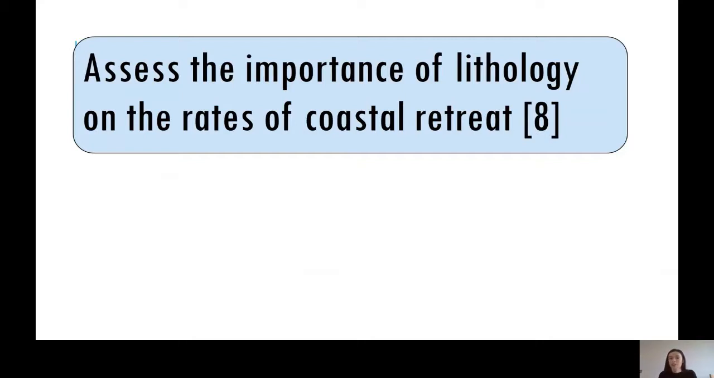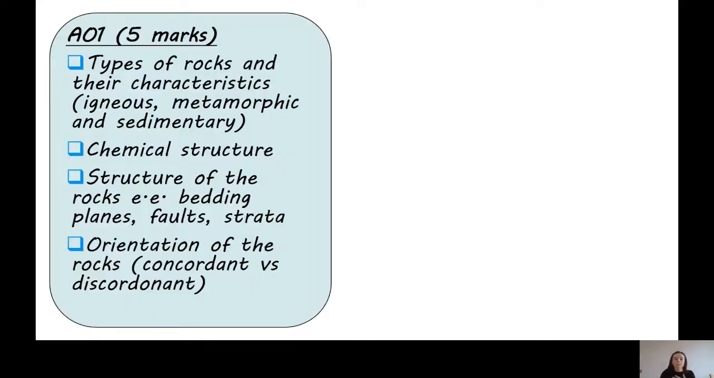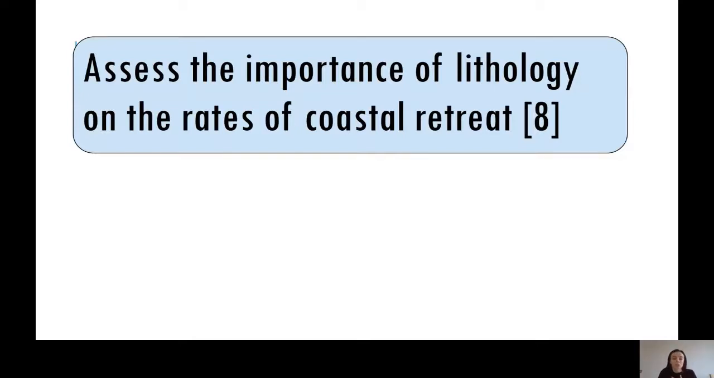Right, here's a good question that you may have, which is: assess the importance of lithology on the rates of coastal retreat. I'm going to rush through this now because this is an 8 marker. When you have an 8 marker, you will have 5 marks for your knowledge, but there will be 3 marks reserved for the assessing. Okay, so here I have quickly a bit of a mark scheme. So the question is, assess the importance of lithology on the rates of coastal retreat. So coastal retreat means coastal erosion.